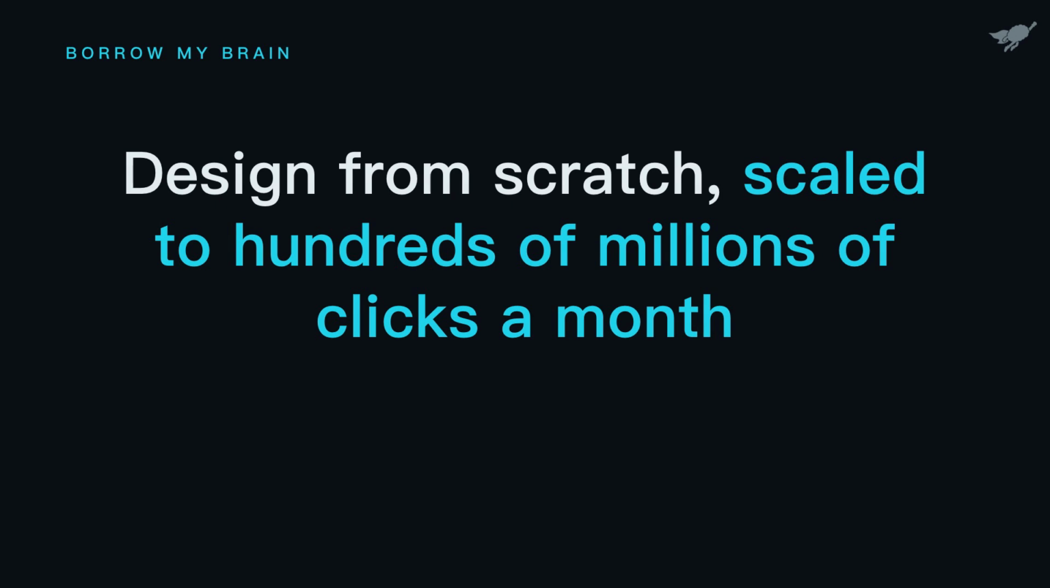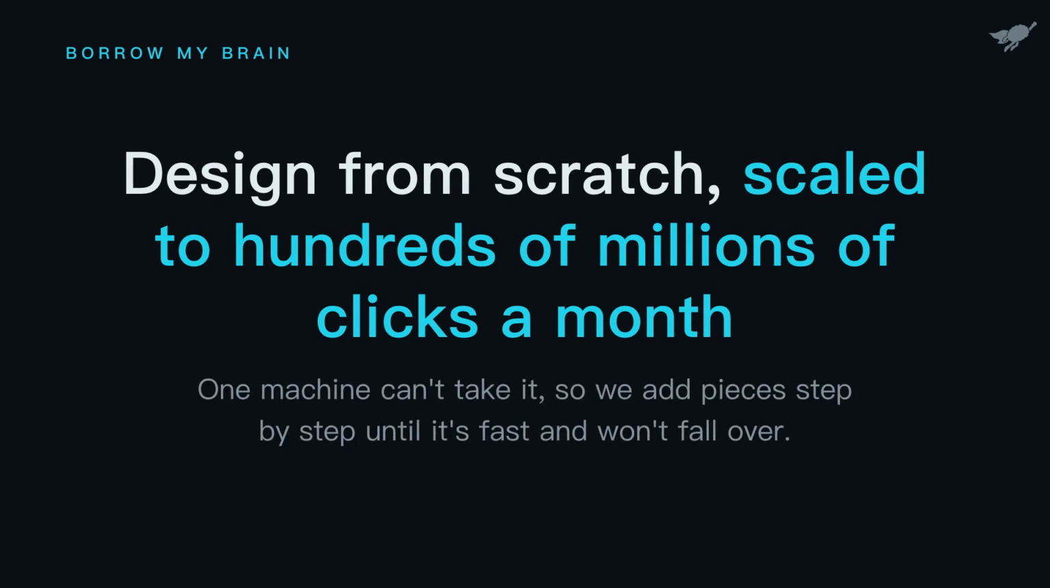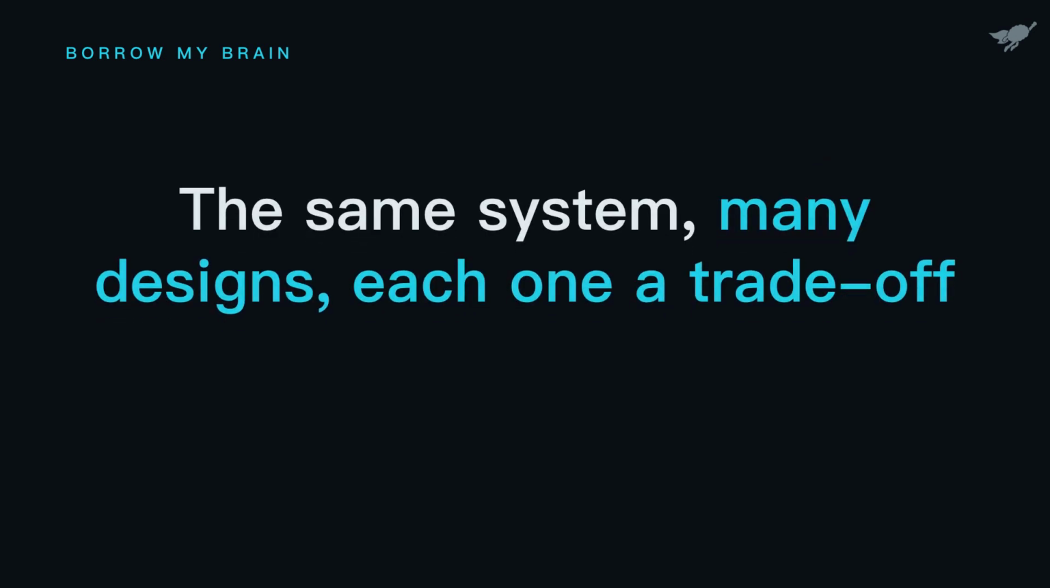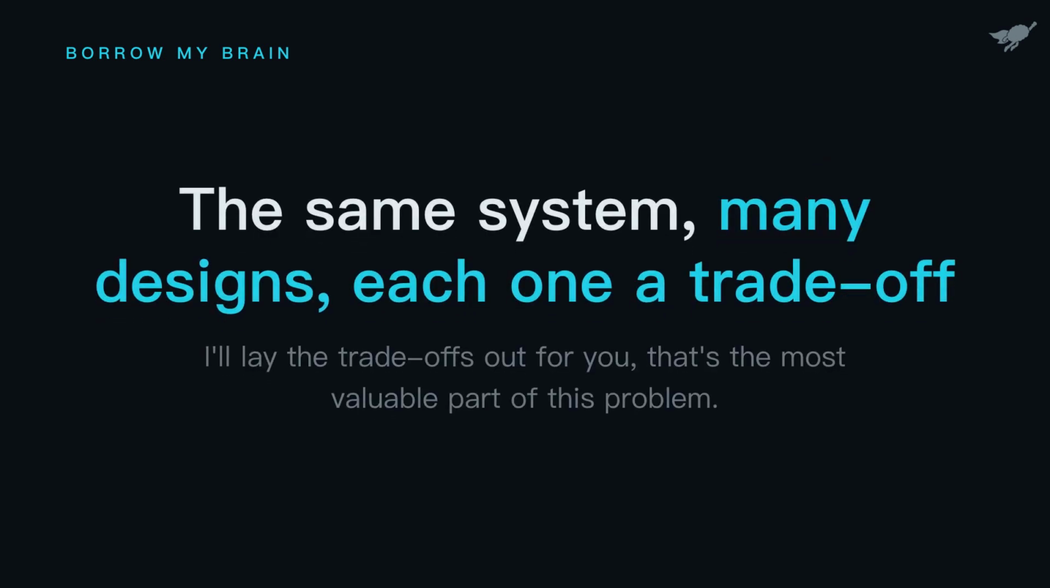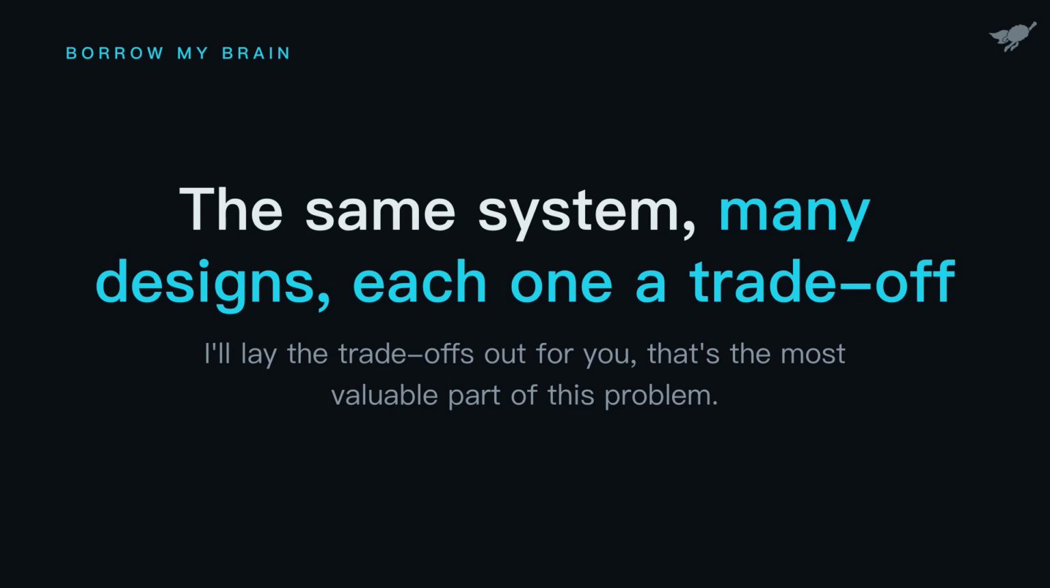Today, we're going to design it from scratch. One machine can't handle it, so we'll add pieces step by step until it can take hundreds of millions of clicks a month. First, I want to use this problem to set a ground rule. The same system can be designed a bunch of different ways, and every one of them is a trade-off. I'm going to lay those trade-offs out for you.